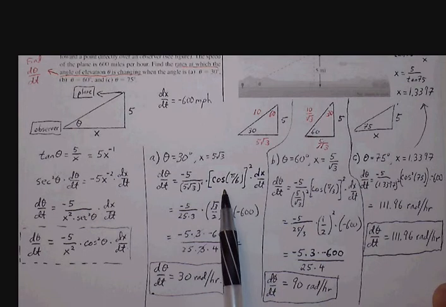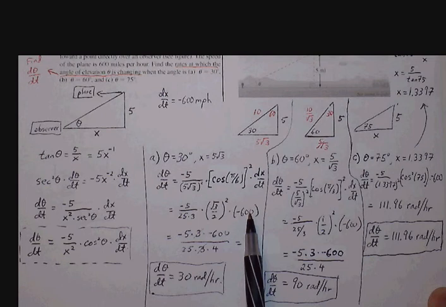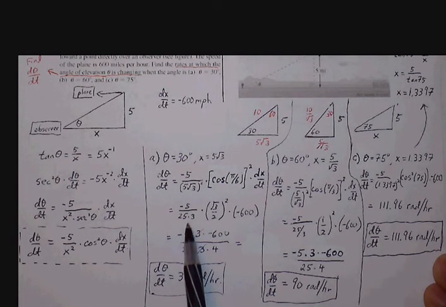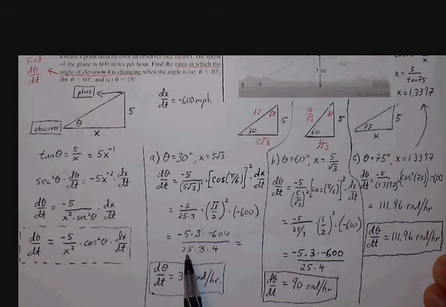dx dt is negative 600. And clean all this up. We get negative 5 times 3 times negative 600, divided by 25 times 3 times 4. Cancel out the appropriate values, and we get 30 radians per hour.